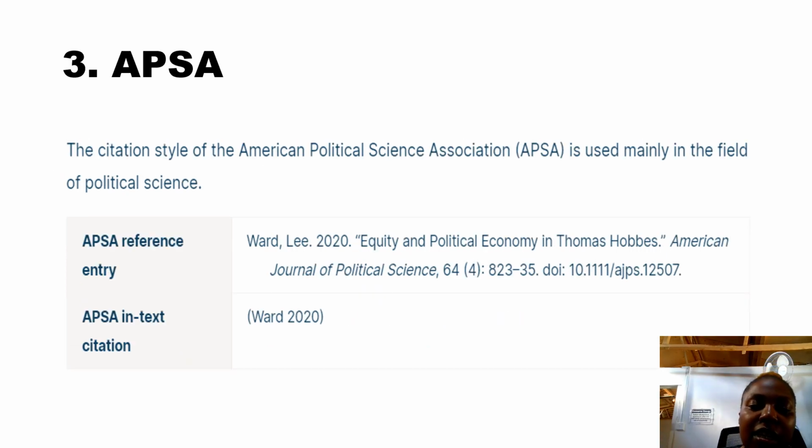Then APSA. This one is American Political Science Association. So you see how they reference during this example, similar to the others, eh? And then when it's in-text citation, it's Word 2020, there's no comma. So you can see it's already different from APA, but similar to AAA.